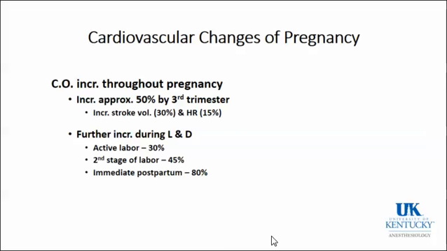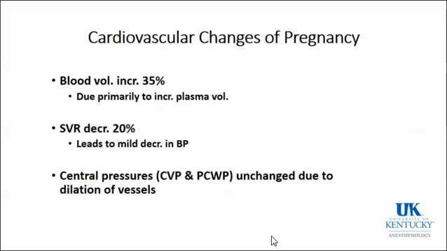When you get into labor, you have further increases during the active stage of labor, another 30% increase. During the second stage, when she's pushing, she's really working, a 45% increase above pre-labor levels. And then in that immediate postpartum period where you have an autotransfusion, involution of the uterus, you see as much as an 80% increase in cardiac output beyond what was the 50% increase that occurred just due to pregnancy.